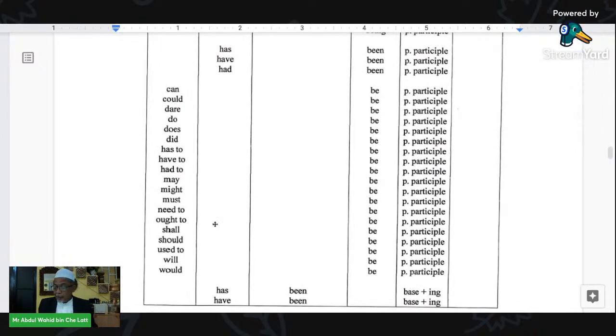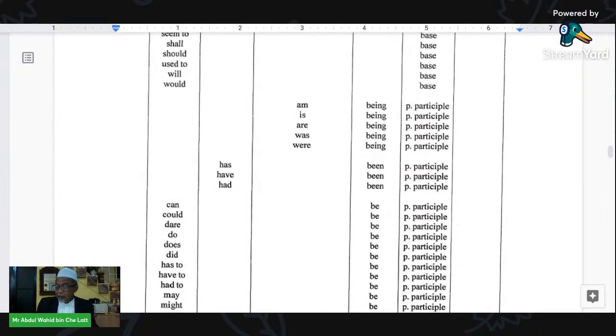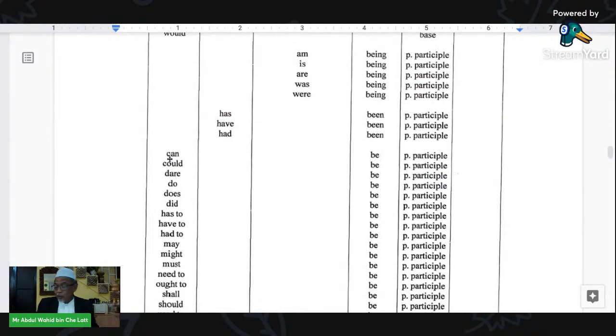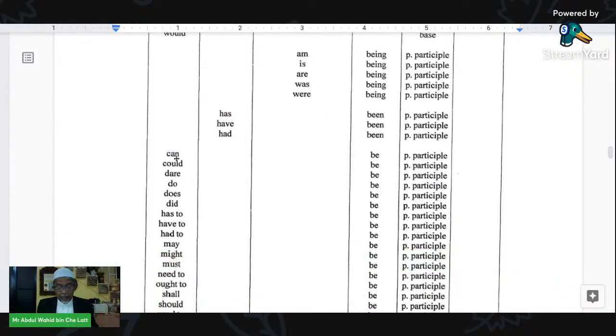You put your ruler under the word can in the middle there. So you'll have can in column 5, be in column 2, and participle for lihat is seen. So therefore the verb phrase will be can be seen. So the whole sentence will read, the eclipse of the moon can be seen at several places in Southeast Asia.